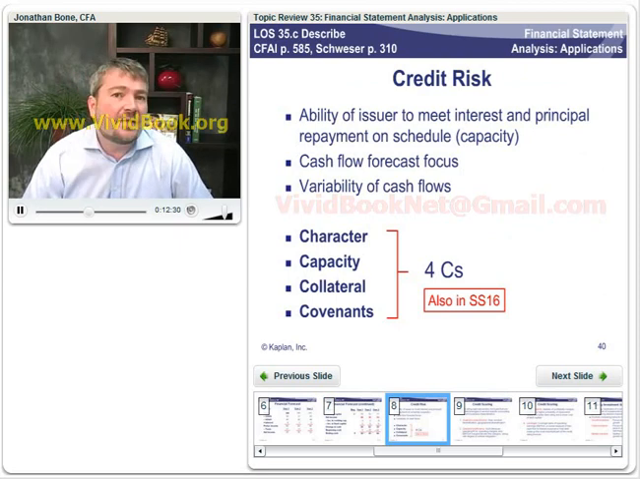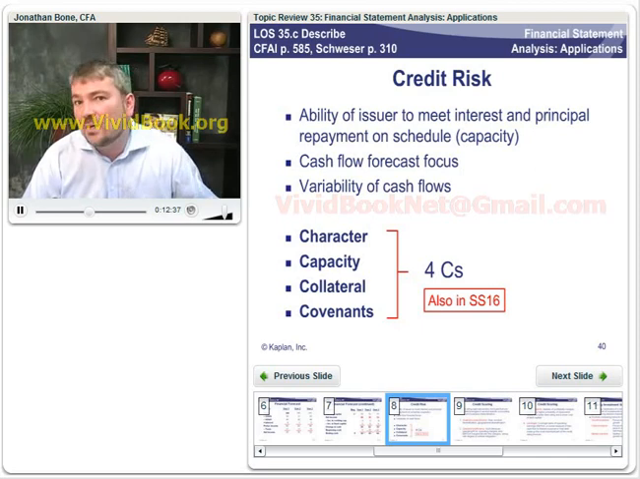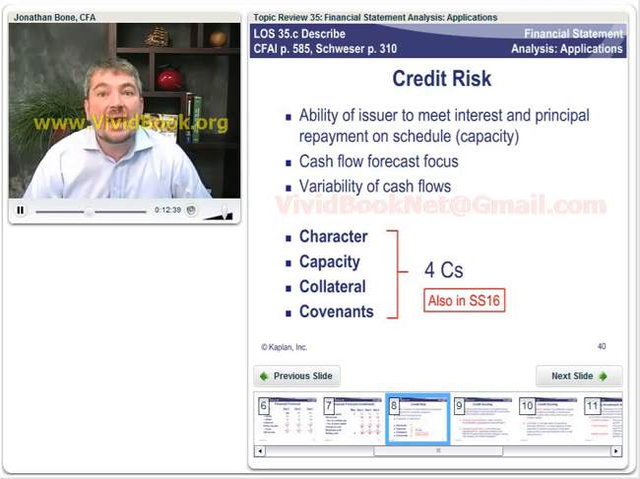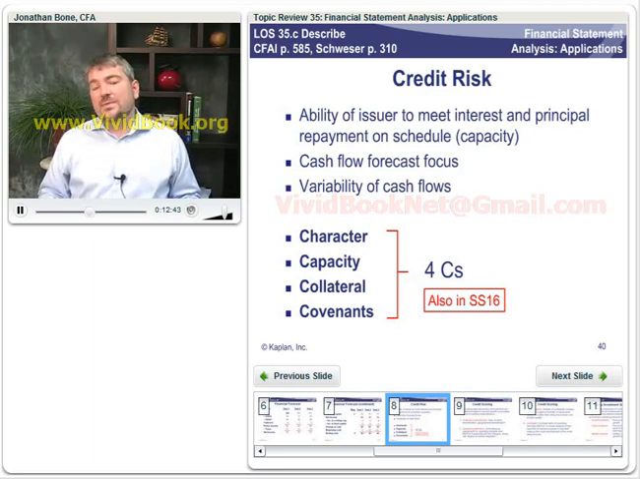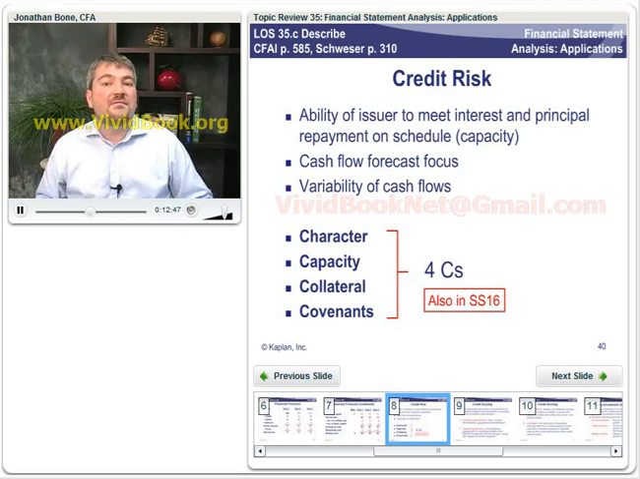The bigger the cash flow from operations, the easier it is to meet your interest and principal payments as they fall due. The more stable your cash flow from operations is, again, the better the credit rating we're going to receive. So when the rating agencies are looking at a company and establishing a credit rating, they're going to look at the 4 C's.